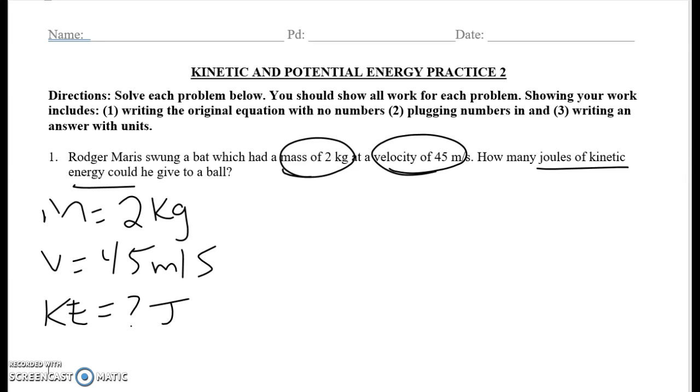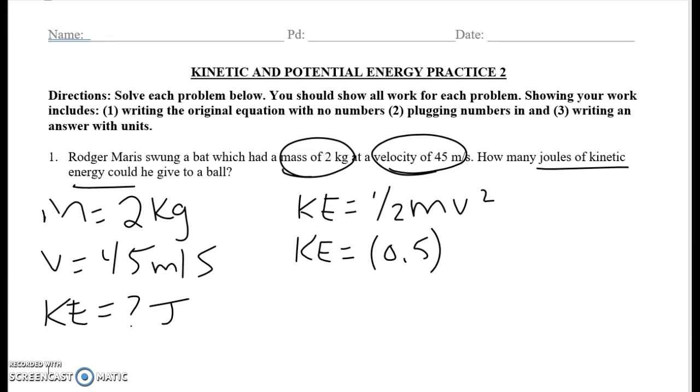So the next thing I'm going to do is visit my equation sheet. I'm going to write down the equation for kinetic energy. KE equals 1/2 mv squared. Then I am going to plug in everything that I know. I'm just going to write down 1/2 is 0.5. It's a little easier to plug into the calculator. My mass is 2, and my velocity is 45 squared. So the only value that is squared is the 45. Then I'm going to put everything into my calculator.